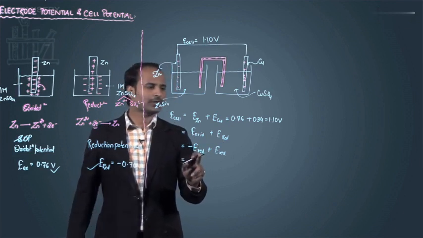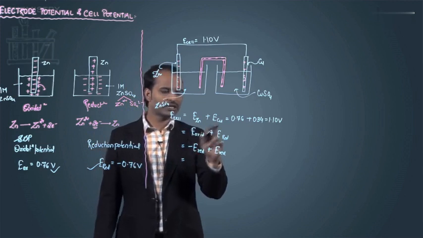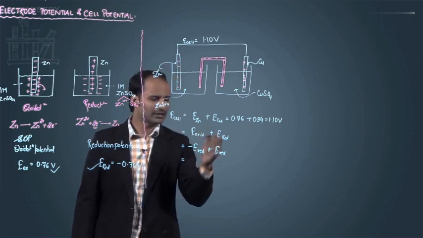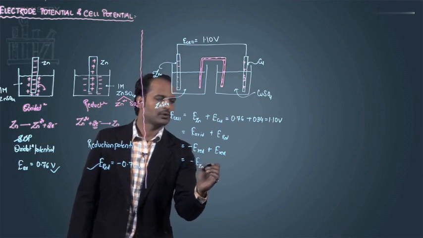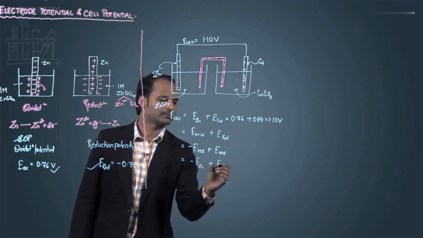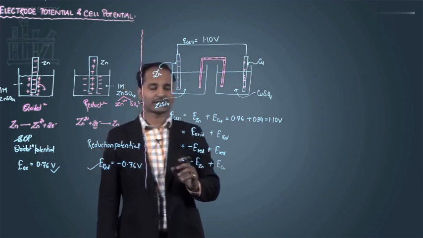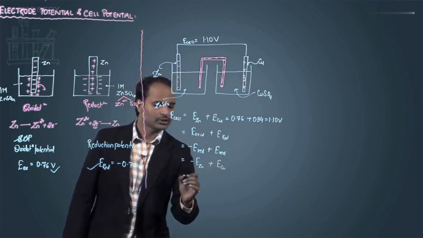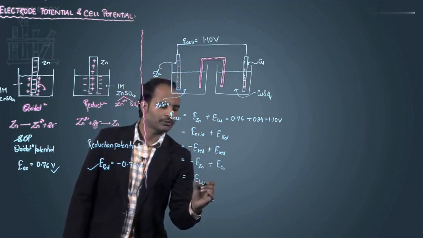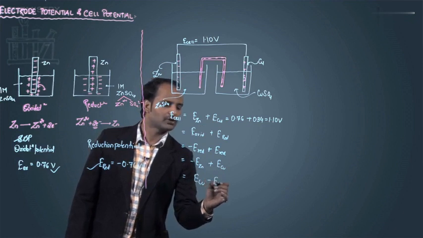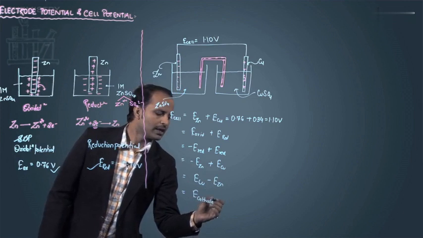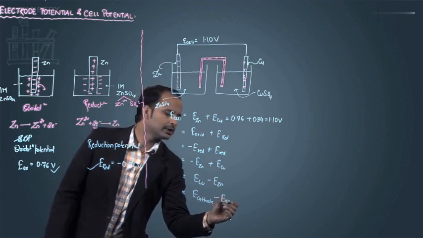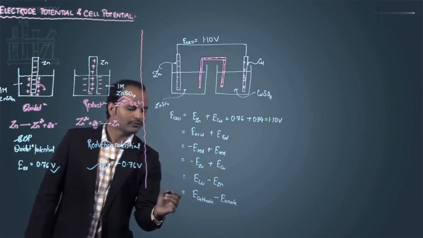Now for this potential from the zinc and copper, instead of reduction, I will just write zinc potential plus copper potential. But it is confirmed that we are considering the reduction potential for both. So it will become the reduction potential of copper minus the reduction potential of zinc. The copper is acting as a cathode and the zinc is acting as an anode here. So we got a formula for E cell.